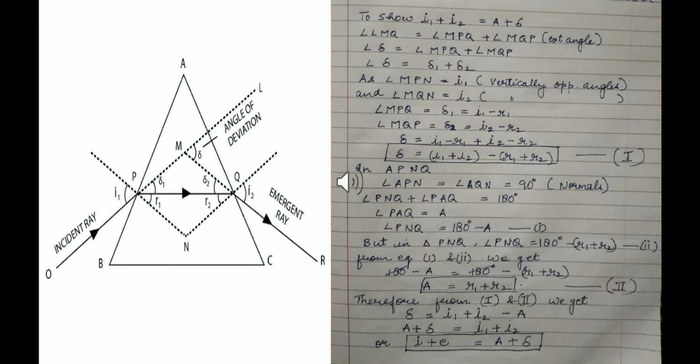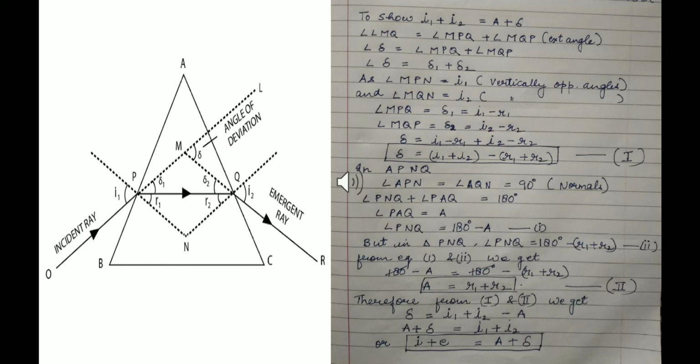So we are talking about APNQ. Angle APN is equal to angle AQN. Both are forming 90 degrees over here. You can see those are normals. PN and QN are the normals over here, so they are making 90 degrees from the surface of the prism. Therefore, APN and AQN are equal, and that is 90 degrees. Now, if these are 90 degrees in this quadrilateral, and we know that the sum of interior angles of a quadrilateral is 360 degrees.